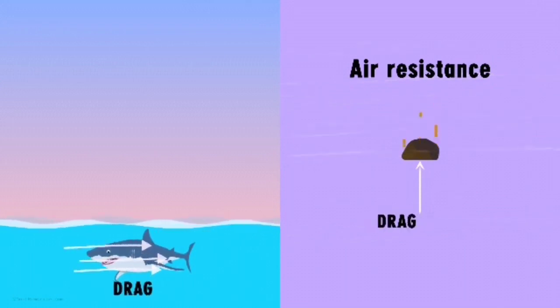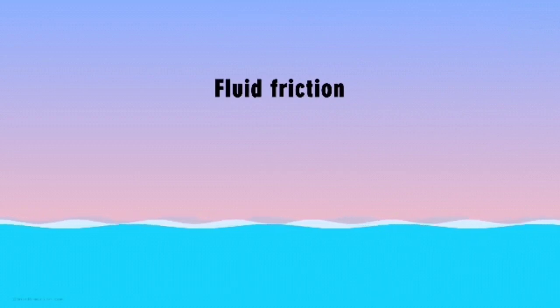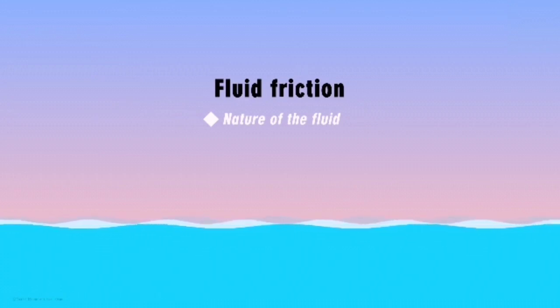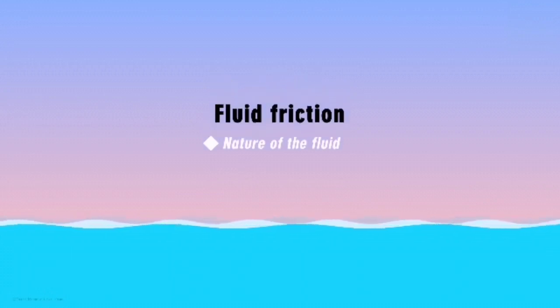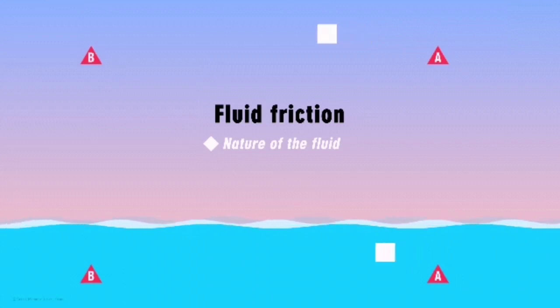What does fluid friction depend on? Let us talk about the first obvious factor. It is the nature of the fluid. To understand this point, you just need to answer a simple question. An object moves from point A to B through air, and in the second case, a similar object travels from point A to B through water. Which object do you think encounters more resistance? Clearly, it will be the water, right?